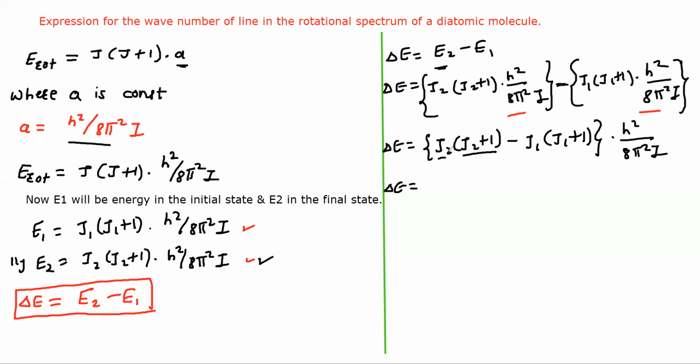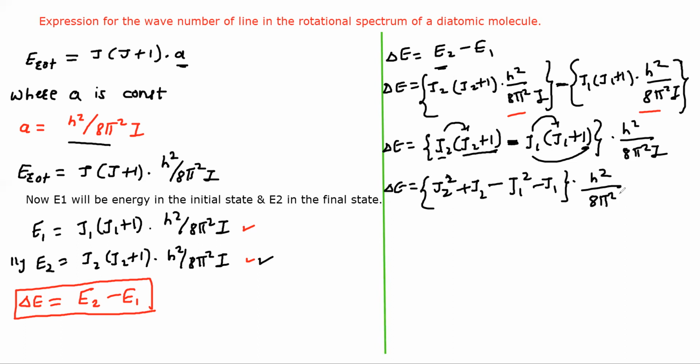multiply this bracket. So the equation will be delta E is equal to J2 into J2, so it will be J2 square, again J2 into 1, so it is plus J2, okay, minus, again here J1 into J1, so it is minus J1 square, again J1 into 1, so it will be minus J1, okay, and h square upon 8 pi square I. This is the constant term.